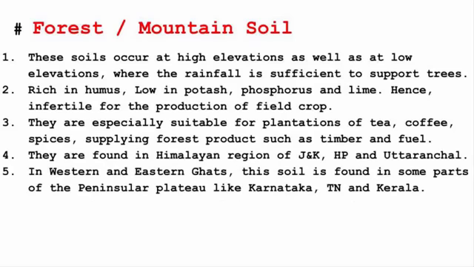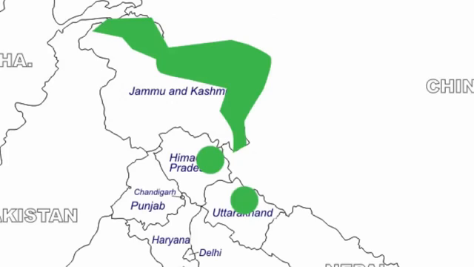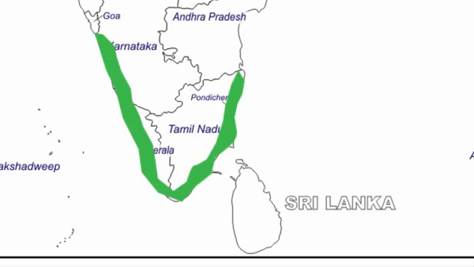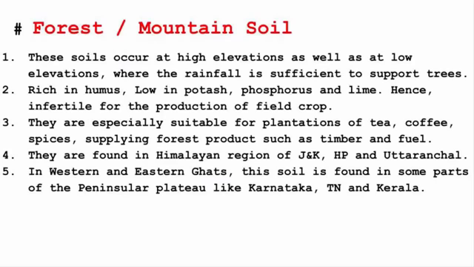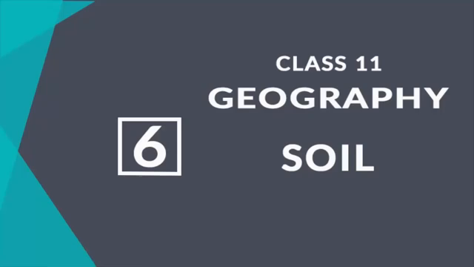So these soils are found in Himalayan region of J&K, Himachal Pradesh and Uttaranchal. In the western and eastern Ghats, this soil is found in some parts of the peninsular plateau like Karnataka, Tamil Nadu and Kerala. Notice all of these places have mountains with high elevations and they also receive sufficient rainfall, and they are also ideal places for growing tea, coffee, spices and timber. So with this we have come to an end of all the different types of soils that are there in India. I hope now you are well educated about what they are, what they grow and where they are found.